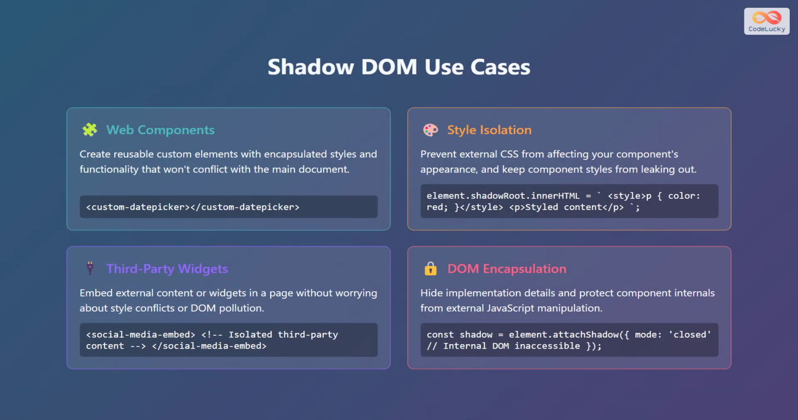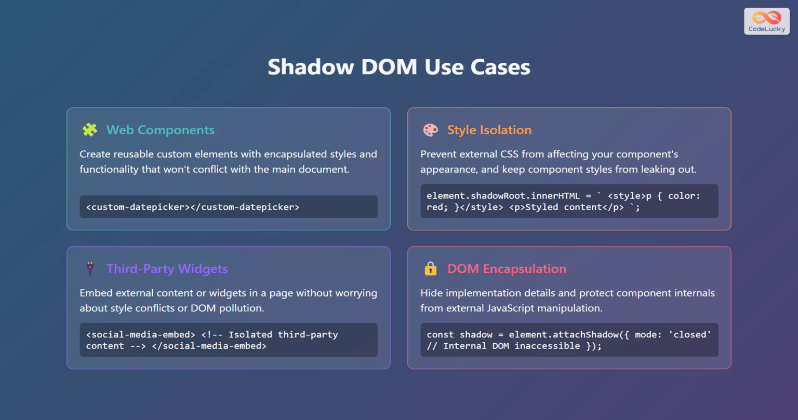Shadow document object model use cases. Number 1. Web components. Create reusable custom elements with encapsulated styles and functionality that will not conflict with the main document. Number 2. Style isolation, which prevents external cascading style sheets from affecting your component's appearance and keeps component styles from leaking out.